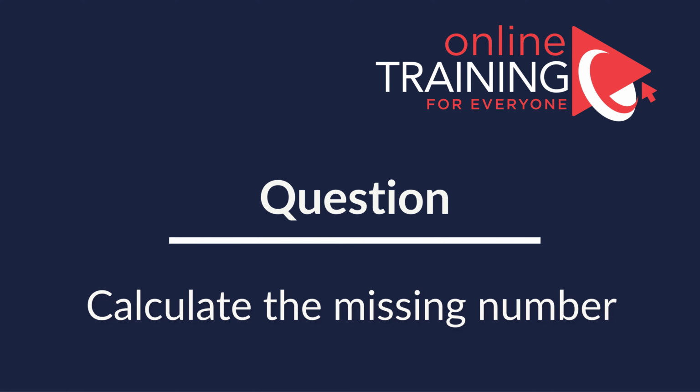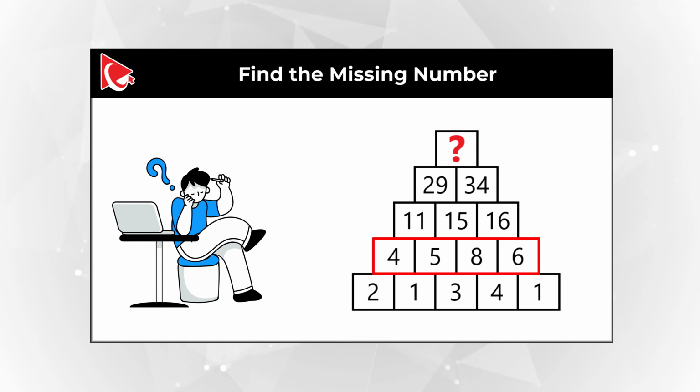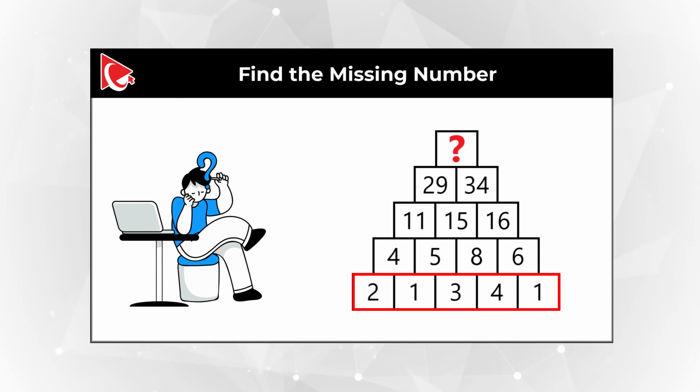You're presented with the pyramid. Top of the pyramid starts with the missing number that you need to calculate. If you go down, second row contains numbers 29 and 34. Next row contains numbers 11, 15, and 16. Following row has numbers 4, 5, 8, and 6. And then the last row has numbers 2, 1, 3, 4, and 1.